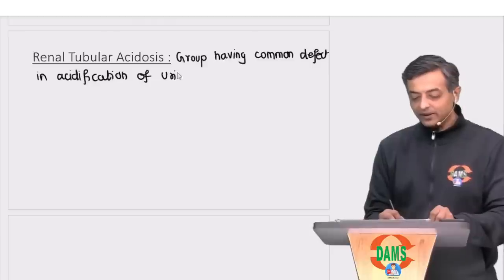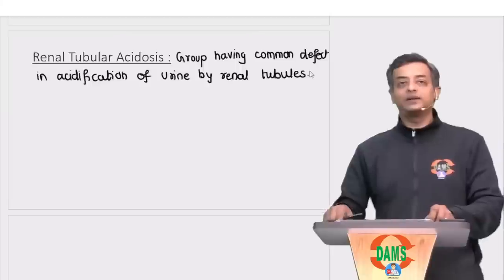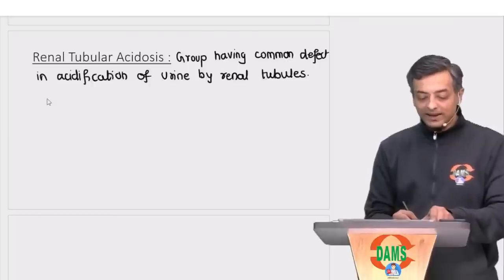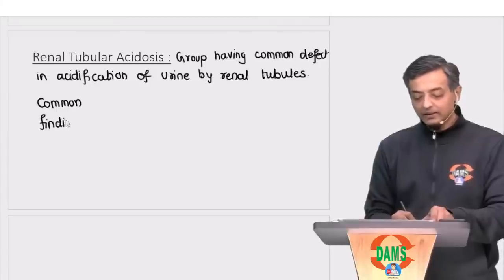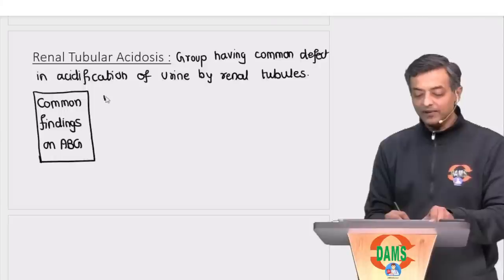Acidification of the urine by the renal tubules. That is why they are grouped together as renal tubular acidosis. How are they diagnosed? They are diagnosed based on common findings on the arterial blood gas analysis. What are the common findings?